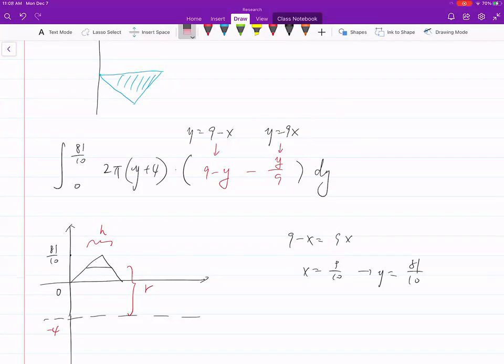Okay, that will be how you set up the whole thing before you take the integration.